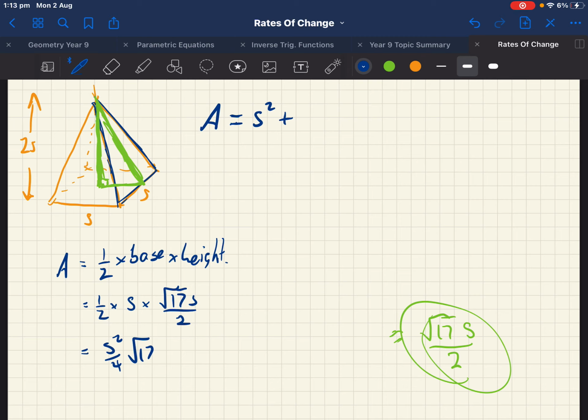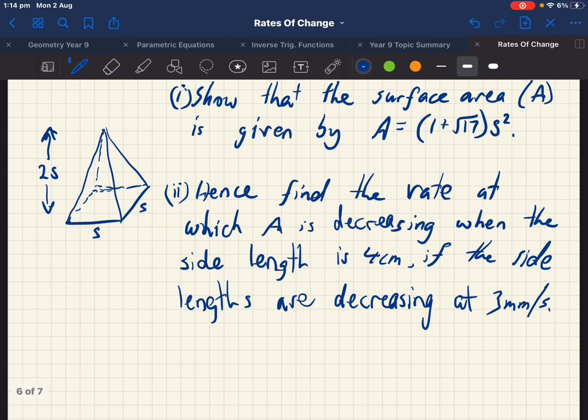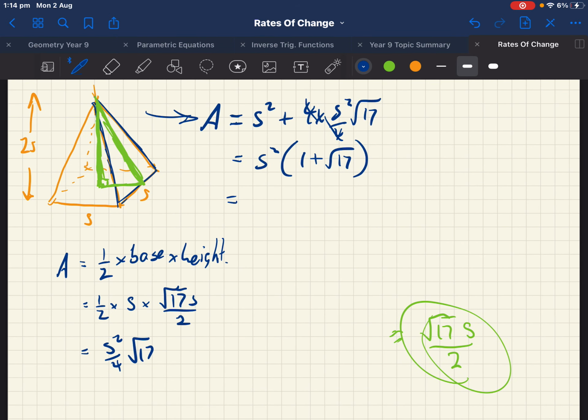So bringing it back up to the surface area of the whole shape, we've got the square on the bottom, which is s squared, plus 4 lots of this triangle, giving us, let's take the s squared out the front, 1 plus root 17. So this is exactly what we had. They threw the s squared at the back, which we can do just to mirror the question, although you would not need to. You do have the question answered right here.